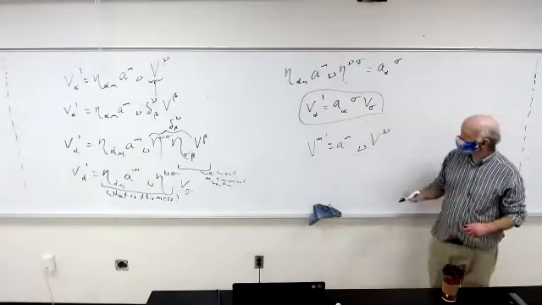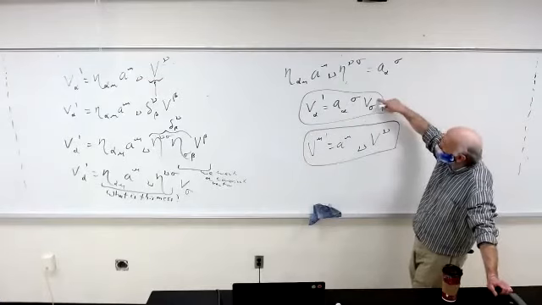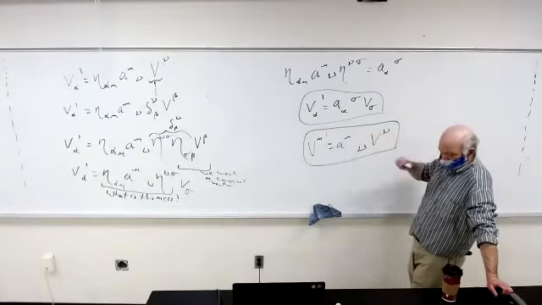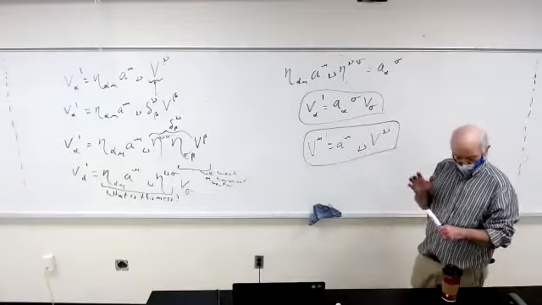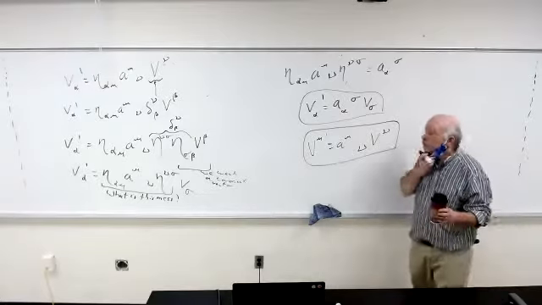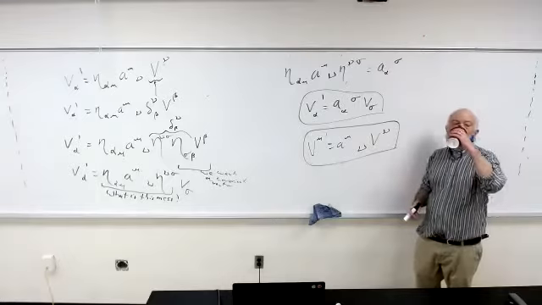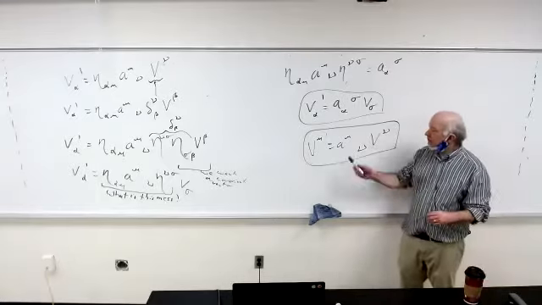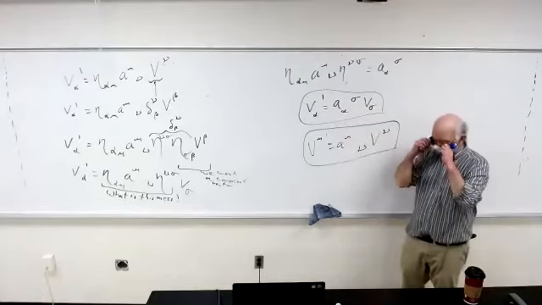So this is how our covariant vectors are going to transform. This is how our contravariant vectors are going to transform. Now, that means, what on earth are these things?